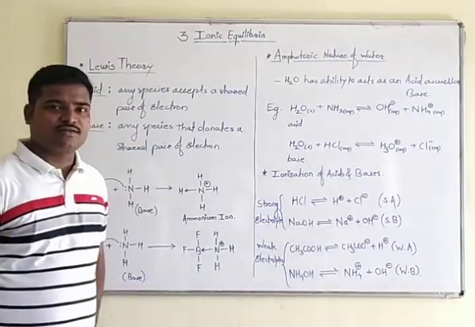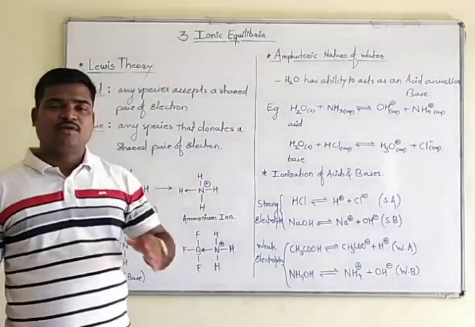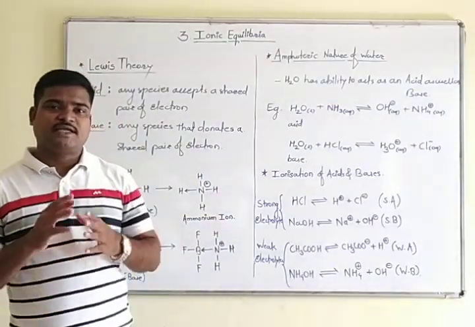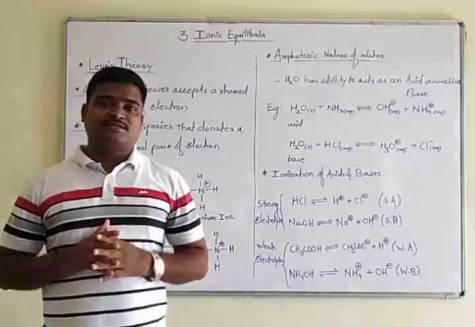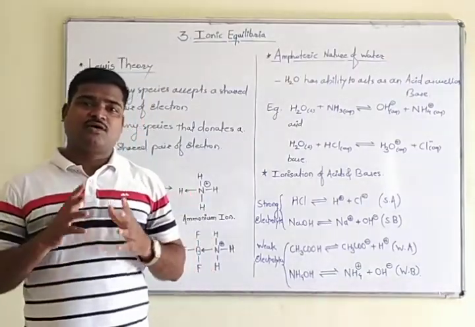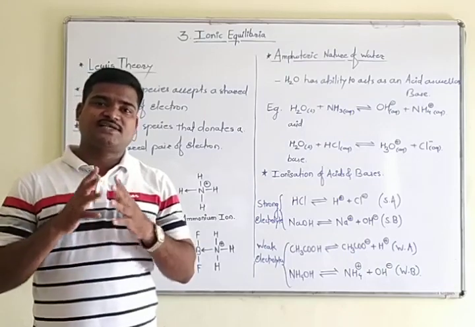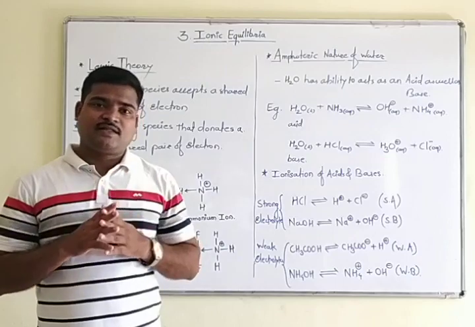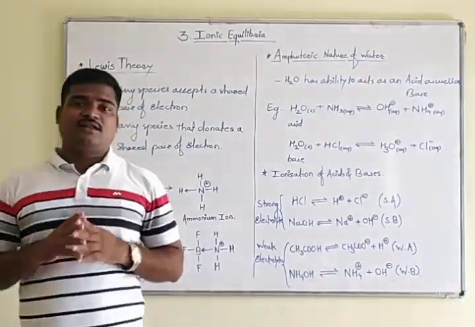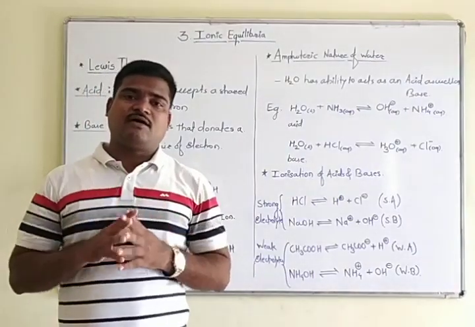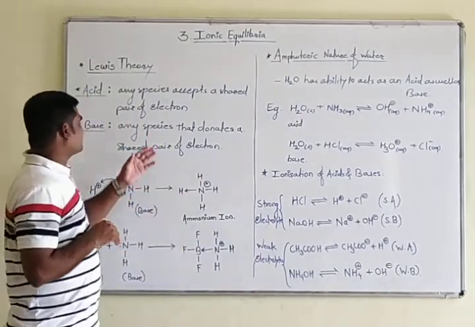In the last lecture, in continuation with this chapter, ionic equilibria, today we will continue to the next part of this chapter, that is Lewis's theory. As in the last lecture, we have seen the Bronsted-Lowry theory, according to which acids and bases are defined. Like that, there is another theory, that is Lewis's theory. Lewis is the scientist who has defined acids and bases according to his theory and his work.